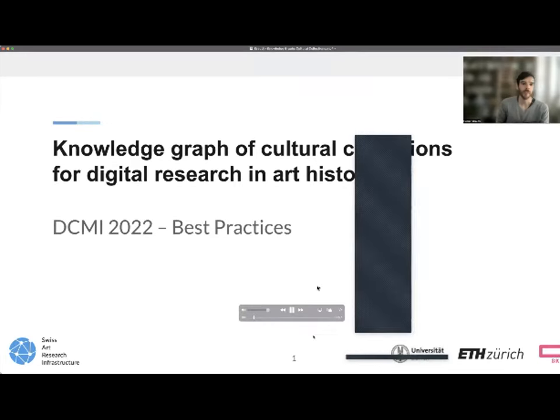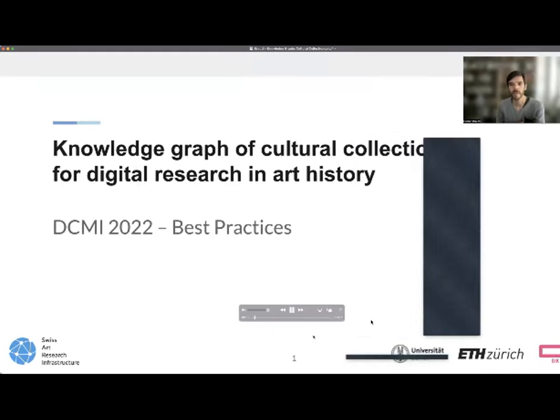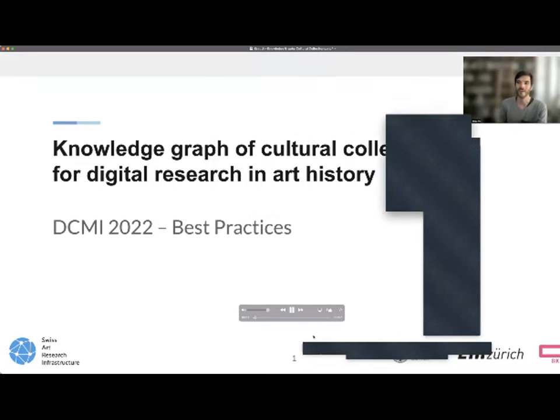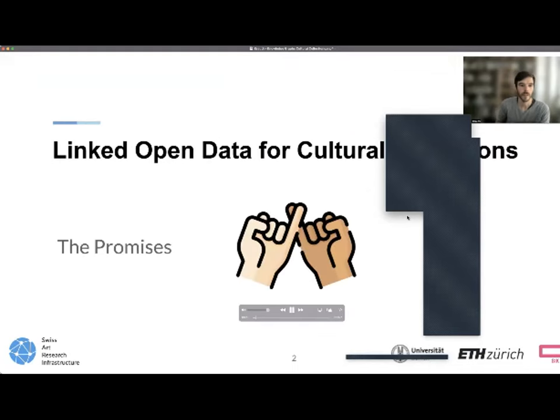So I'm going to talk about knowledge graph applications for cultural collections, and I'm going to talk about the promises of this technology, the issues that we encounter, and the reality, how we put those into practice. So what is the core promise of linked open data?